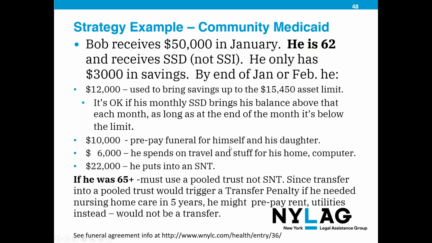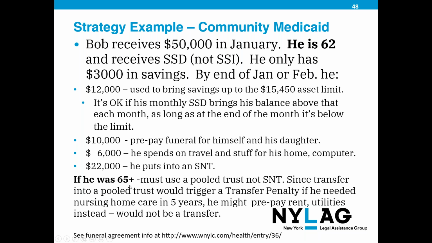He can prepay funeral for himself and for his daughter. He can spend some on travel. He wants to keep the receipts. And then he can put some of it into an S&T. So it's an example. You don't have to do all or none.